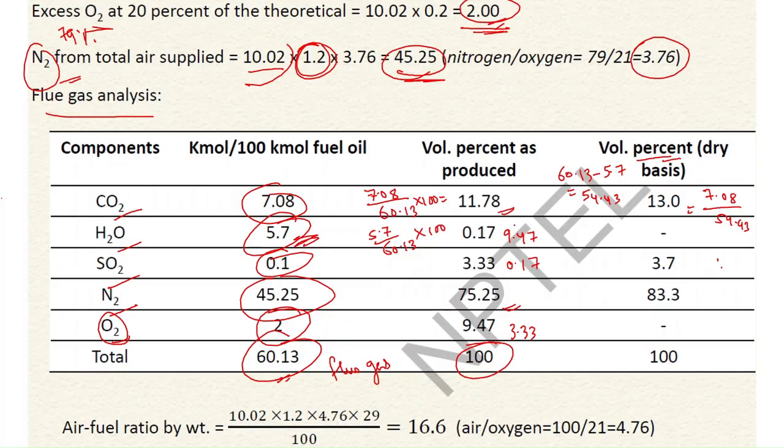So it is 60.13 minus 5.7, so total moles is 54.43. For that, we will now do 7.08 divided by 54.43. It is 13%. For water, we will be excluding since it is on dry basis. Then for sulfur dioxide, it is 0.1 divided by 54.43. It is 0.18.